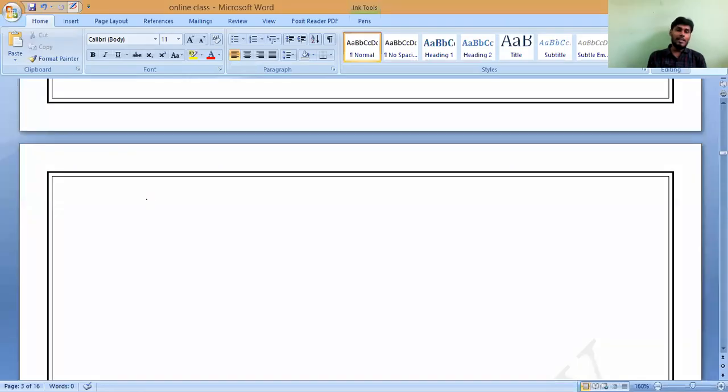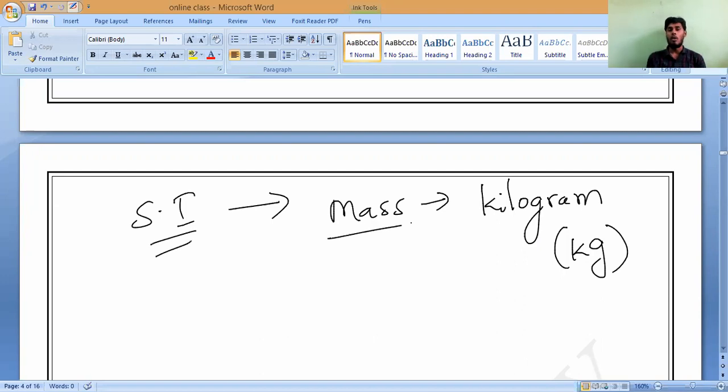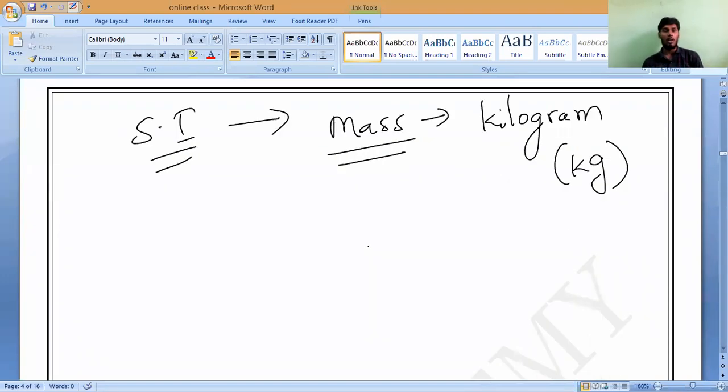Yes. In the same way, let us go for the SI unit of mass. Can you say the SI unit of mass? You already know that. What is that? Kilogram, which is represented with kg. So the SI unit of mass is called kilogram. Please note it down, all of you.